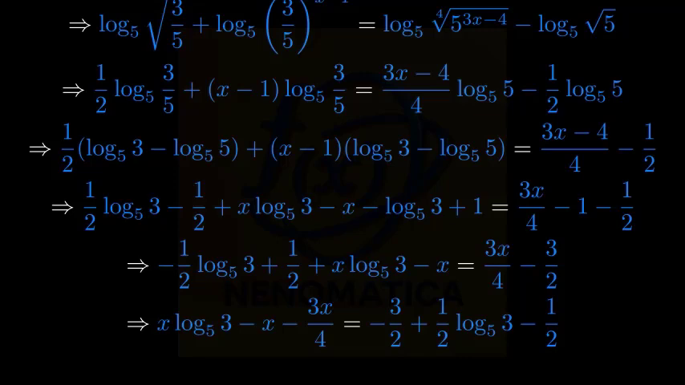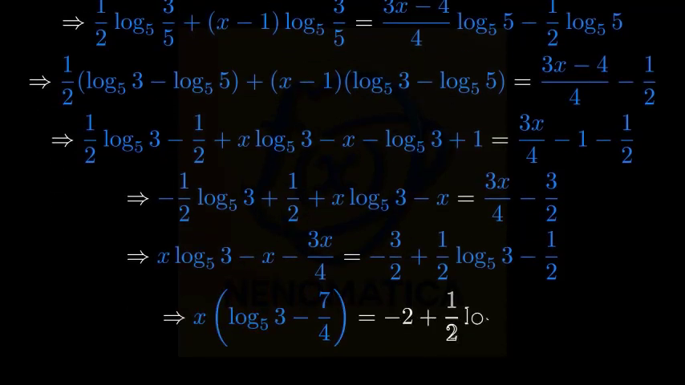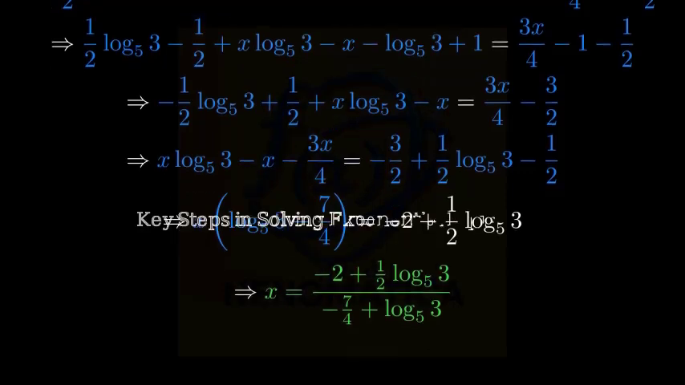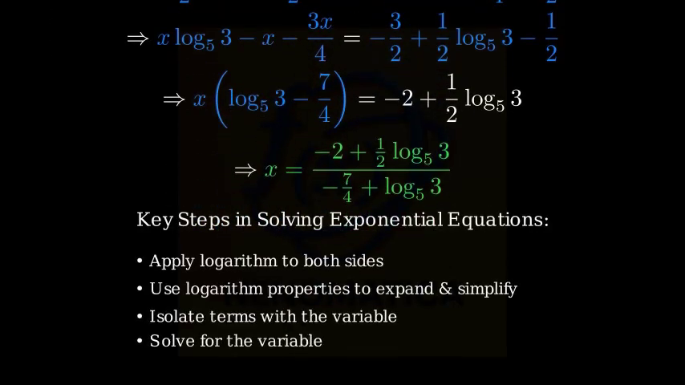We can factor out x from the left side. This gives us x times (log base 5 of 3 minus 1 minus 3/4), which equals x times (log base 5 of 3 minus 7/4), equals negative 2 plus 1/2 times log base 5 of 3. Finally, we solve for x by dividing both sides by the coefficient of x. So x equals (negative 2 plus 1/2 times log base 5 of 3) divided by (log base 5 of 3 minus 7/4). This gives us our final answer. And there we have it. We've successfully solved this exponential equation using logarithm properties.